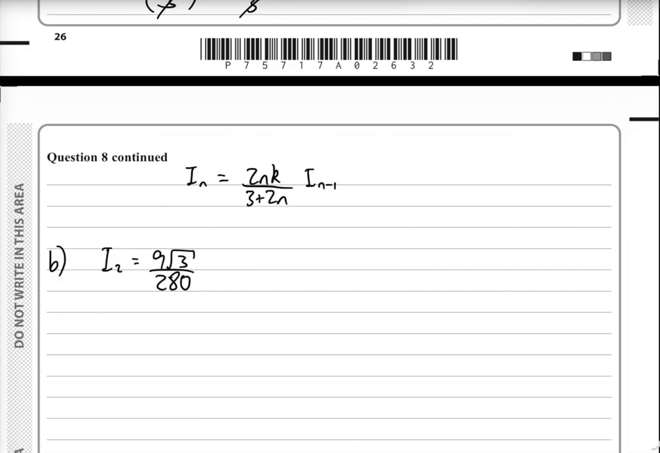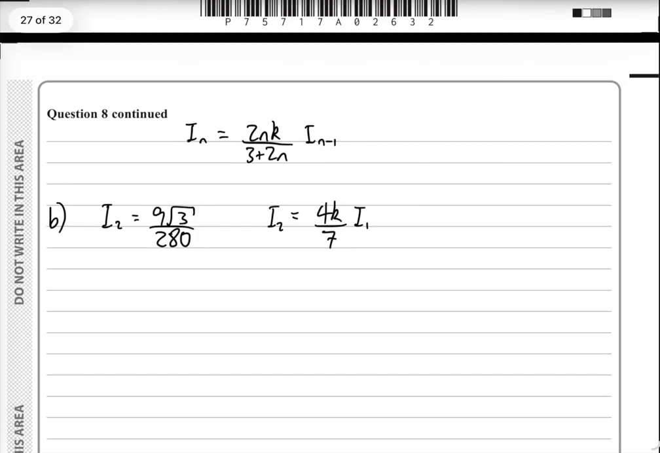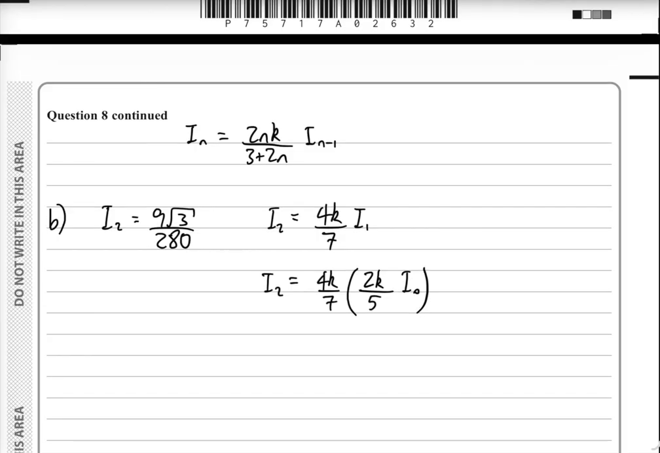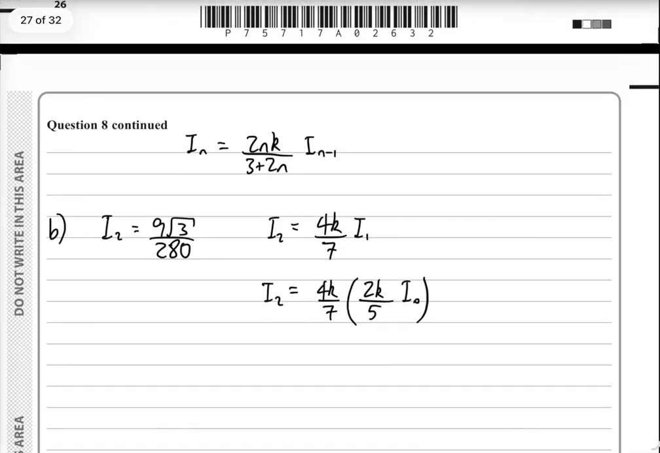And we know I2 because we can put 2 in here. So I2 is equal to 2 times n is 2, so that's 4k. N is still 2, so that's a 7 times I1. And then we can do the same with I1, so we've got 4k over 7 times this thing with n equals 1, so that's 2 times 1k over 3 plus 2 times 1, 5, I0. And then we can't do this with I0 because we don't want to get into I negative 1.